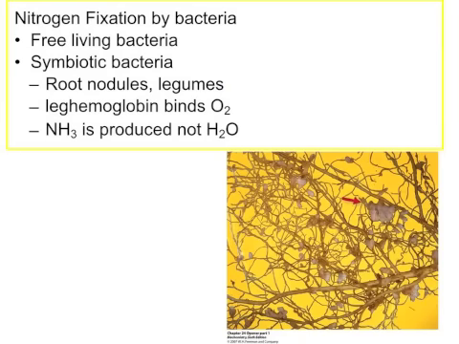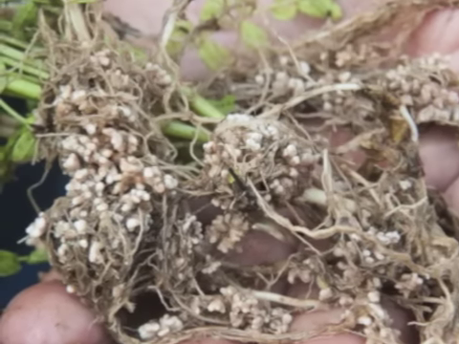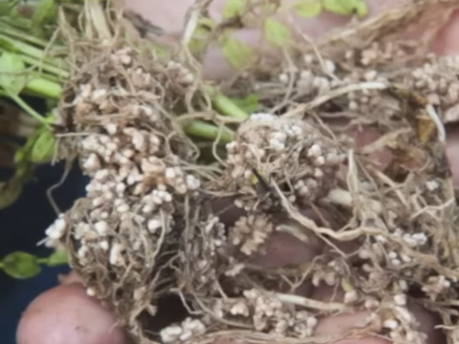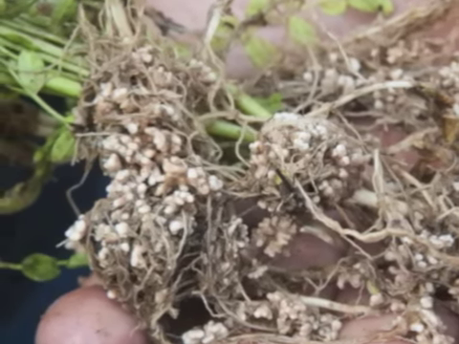Now, the bacteria that carry this out can either be free-living bacteria, bacteria that live in the soil, for instance, or it can be symbiotic bacteria. Symbiotic bacteria include bacteria that infiltrate the roots of plants like legumes and form root nodules. Here, we see root nodules. Root nodules like this are seen in such plants as beans and peas and alfalfa.